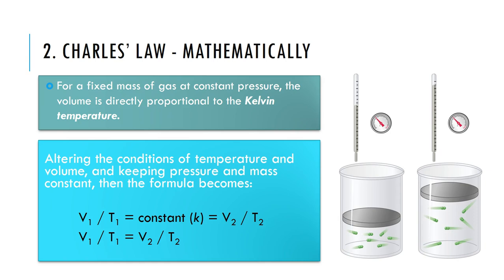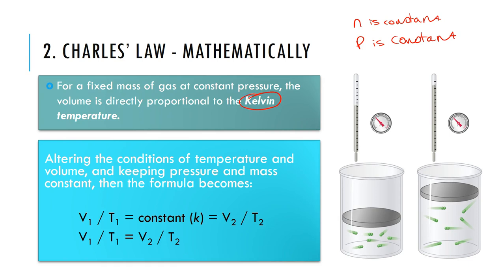So Charles's law, putting it into an equation: at low temperatures we have low volumes. At high temperatures we will have high volumes. So it is for the same amount of mass, so n is constant, and our P is constant, because we are looking at changing V and T. And remember, it's proportional only to the Kelvin scale.